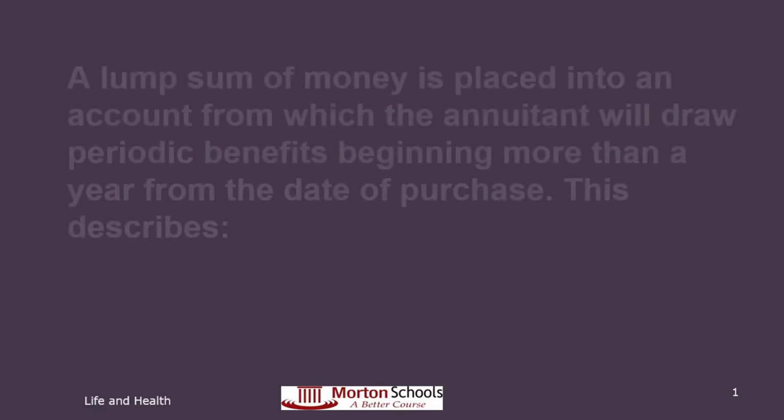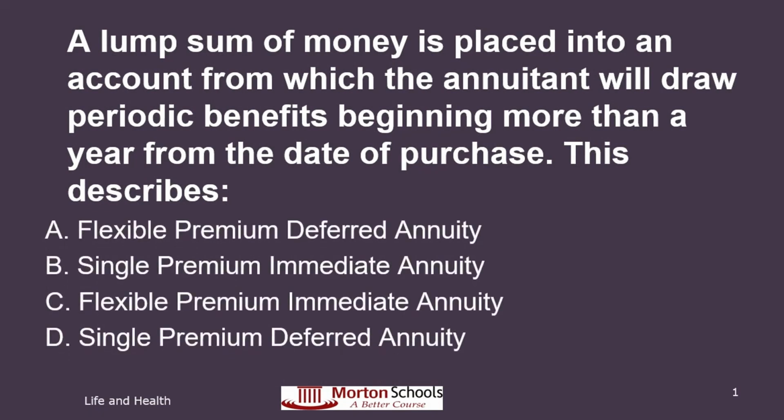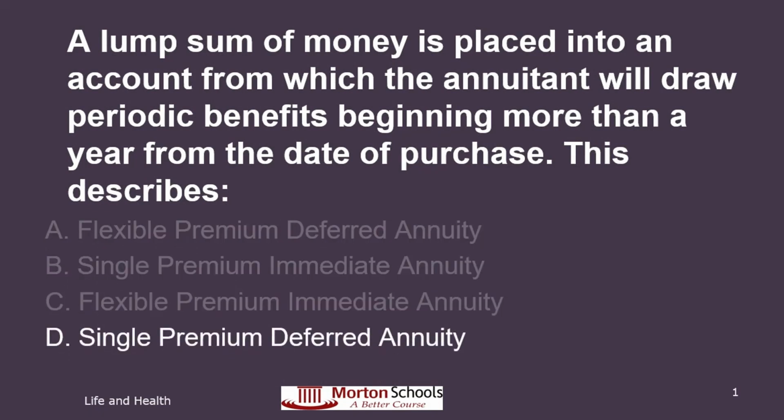What is the answer to this question? A lump sum of money is placed into an account from which the annuitant will draw periodic benefits beginning more than a year from the date of purchase. This describes a single premium deferred annuity.